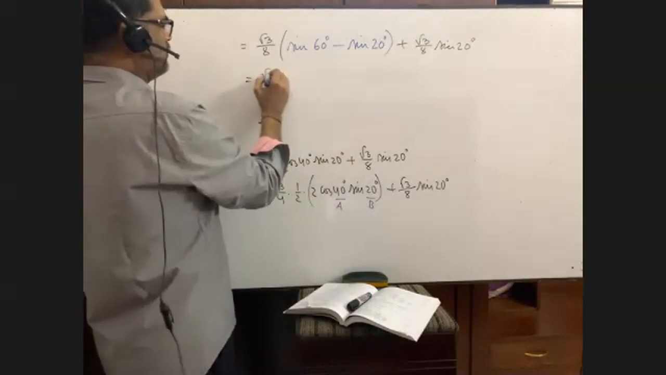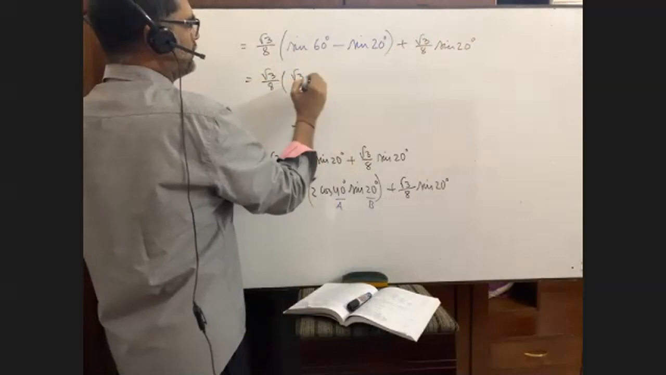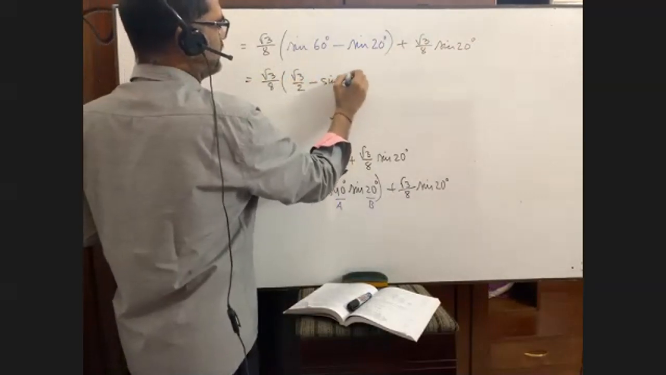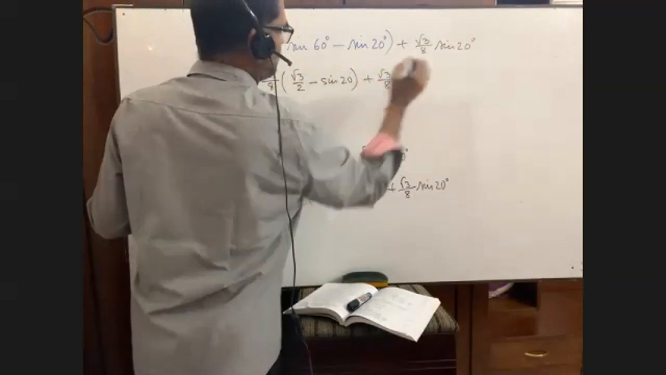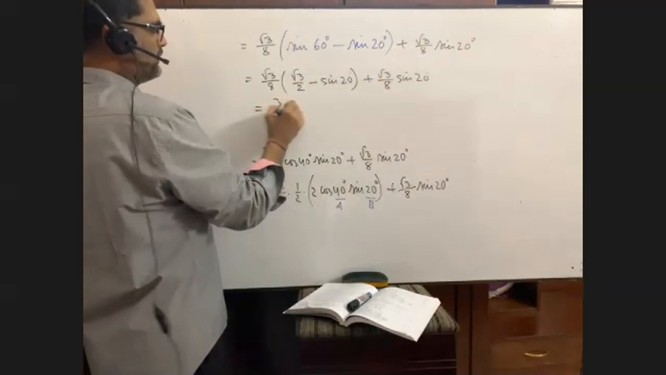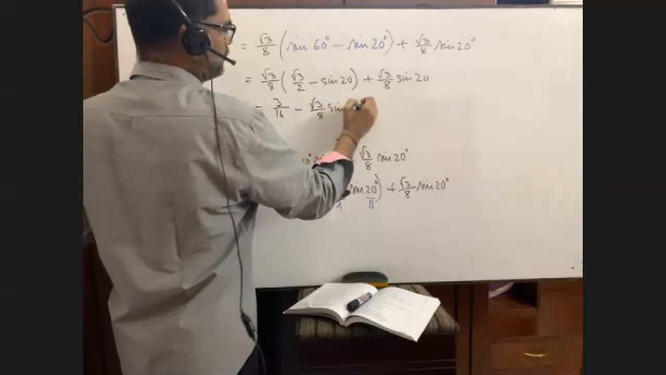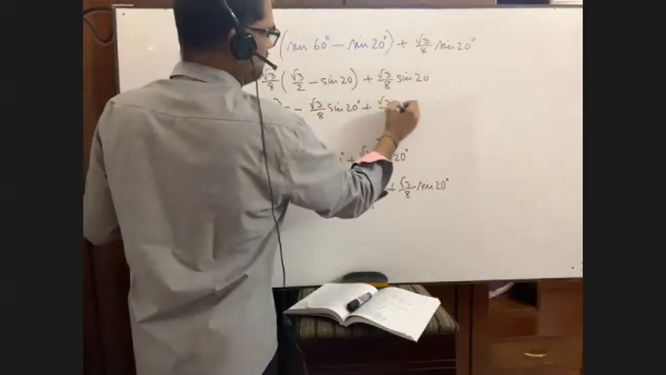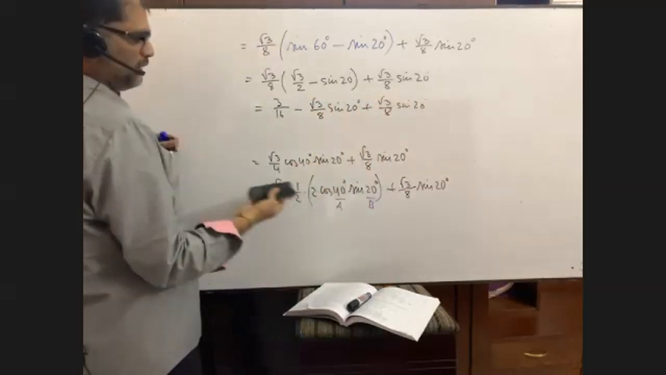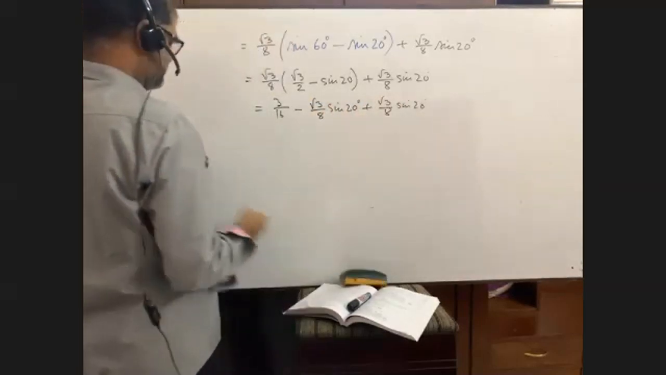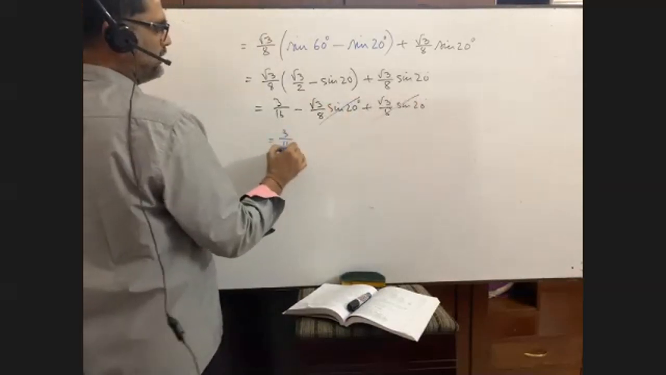Now, what is the value of sine 60? Sine 60 is root 3 by 2, minus sine 20, plus root 3 by 8 sine 20. Now we multiply: 3 by 16 minus root 3 by 8 sine 20 plus root 3 by 8 sine 20. Now I think you have got me what the answer is. This will be cancelled and will be left again like the previous one.